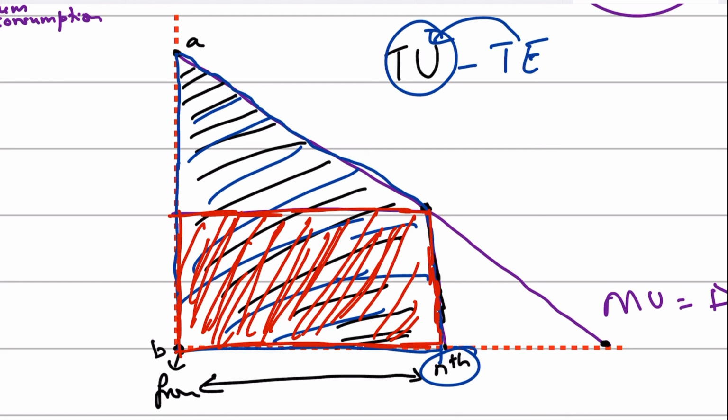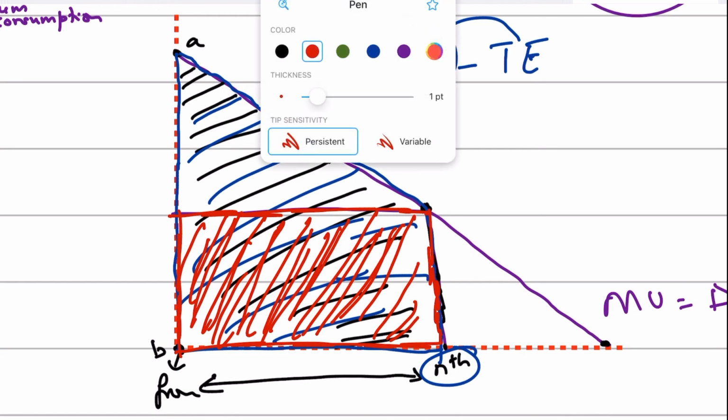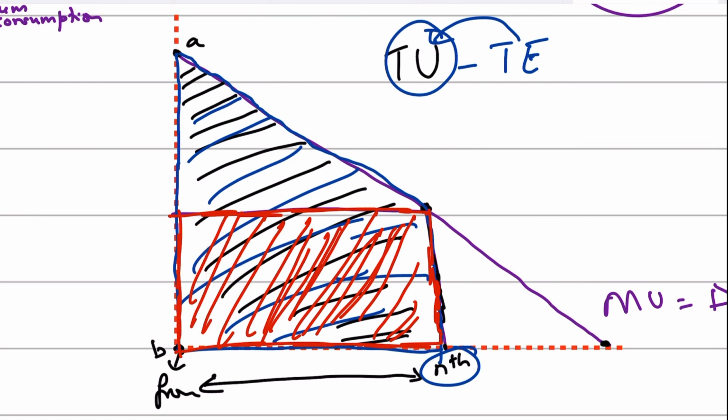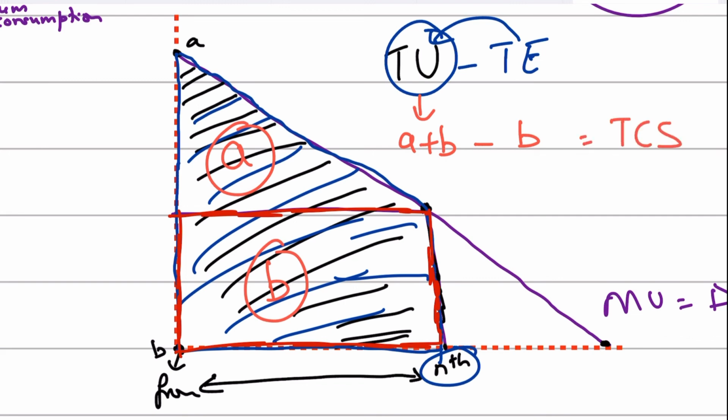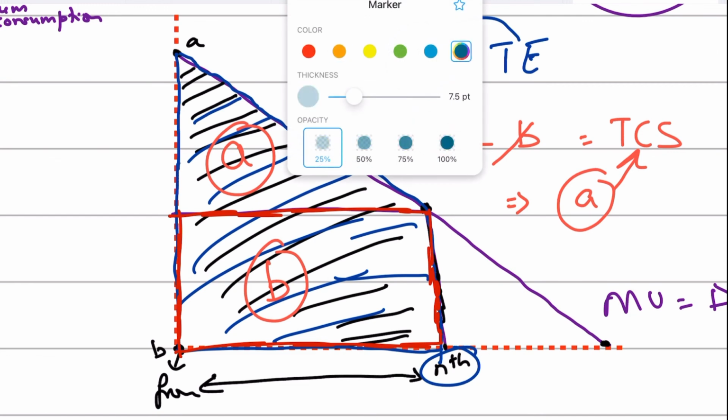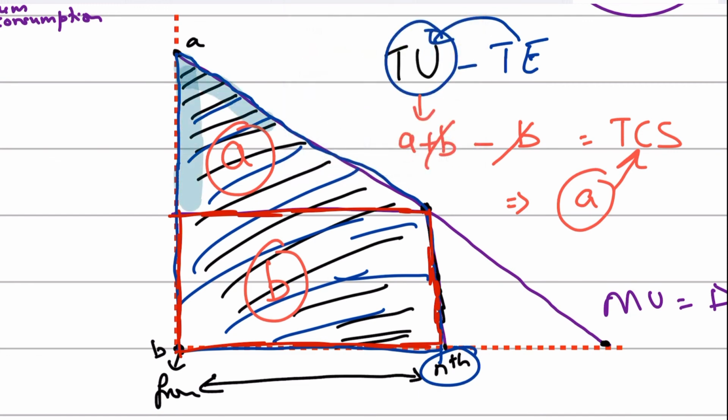I could have made it easier, but anyways, I'll just erase this, and I'm going to write this as area A, and this as area B. So total utility is basically A plus B, while total expenditure is B only. If you deduct this, you get total consumer surplus. A plus B minus B, and B gets cancelled, so you're only left with area A, which is your total consumer surplus, which means that this region, the area above the price and below the demand curve, represents it.